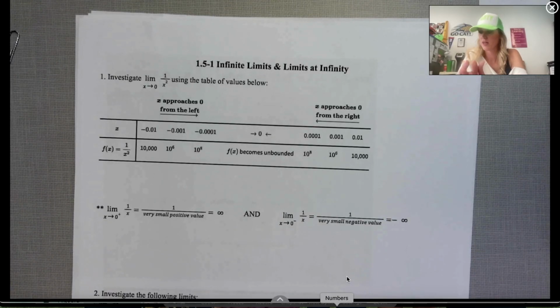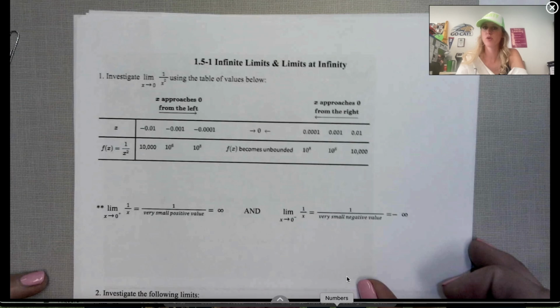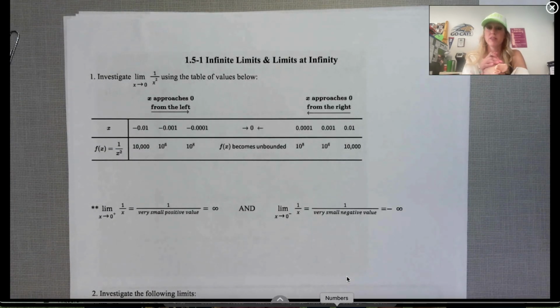Mrs. Brummel here. We're going to go through 1.5 today. So we're going to be investigating infinite limits and then limits at infinity as well.